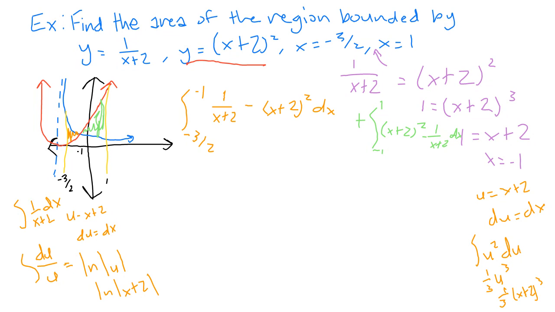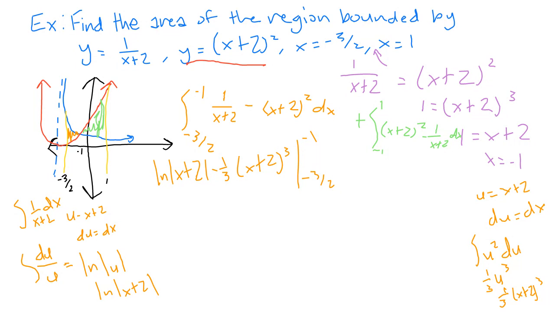So now that we have those out of the way, we can go ahead and set up our equations. For our first part, we're going to take the natural log of x plus 2 minus 1/3 x plus 2 cubed, going from -3/2 to -1. So at this point, we can just plug in our bounds.